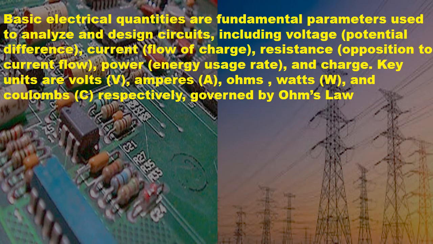So when there is a movement of charge, or when there is a movement of electrons, there is current. So current is a flow of charge. Resistance is the opposition of flow of current. And then we have power. Power is energy, the rate of use of energy in the circuit. So power is the rate at which electrical energy is consumed in a circuit. And we have charge.